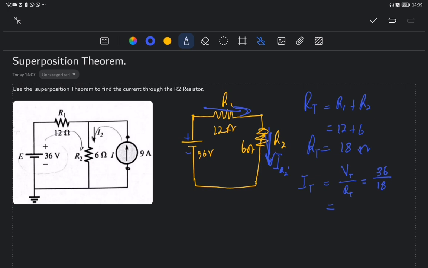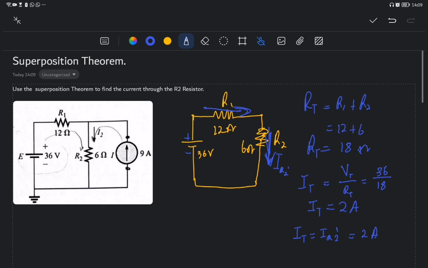Make sure we punch that in our trusted calculators, guys. Very important. Now 36 divided by 18 is 2. Now we've got 2 amps flowing in our circuit. So I total happens to be equal to IR2 prime, which is equal to 2 amps.